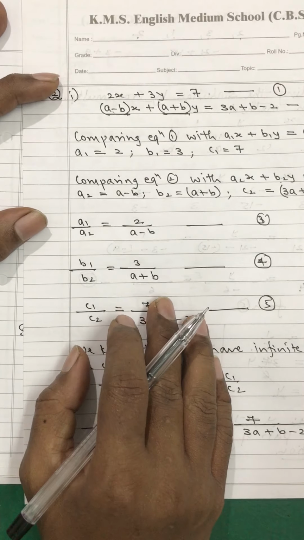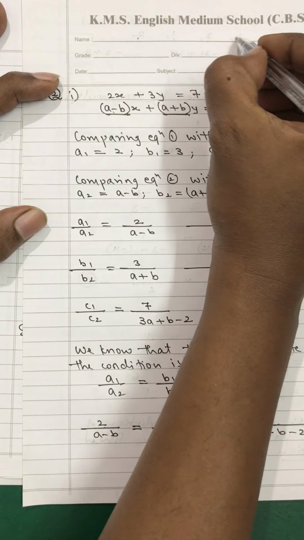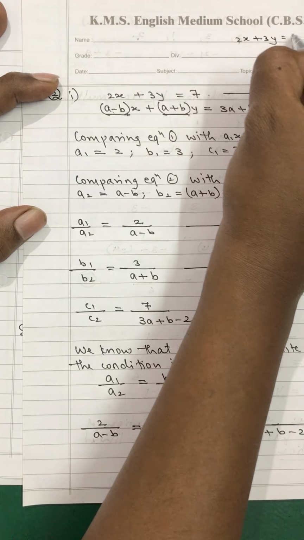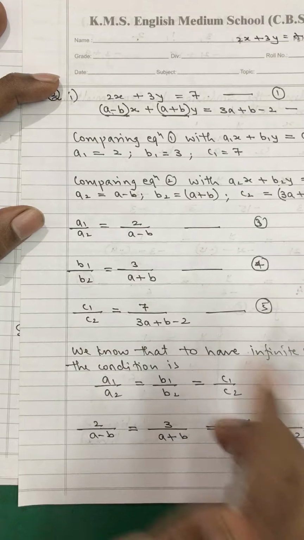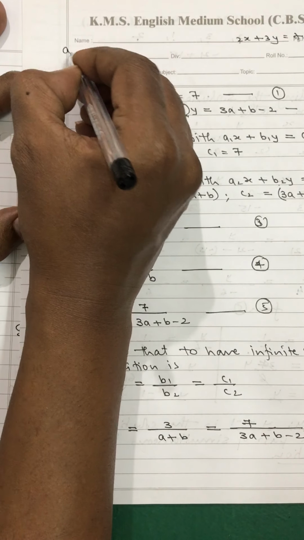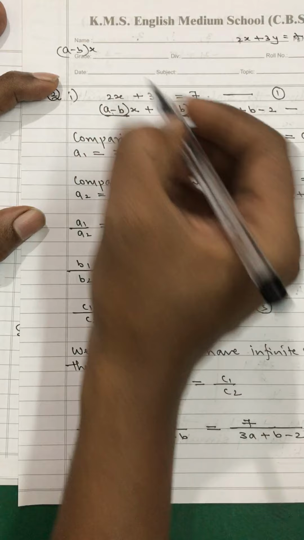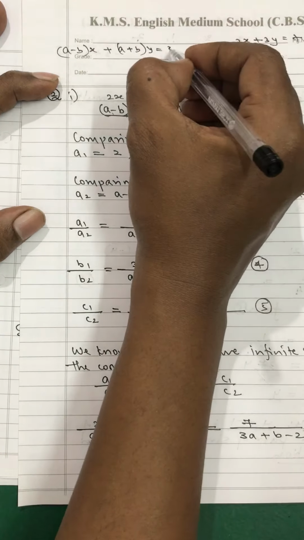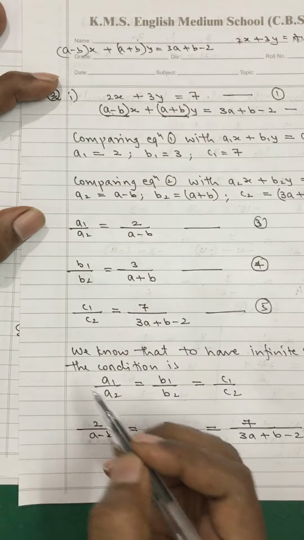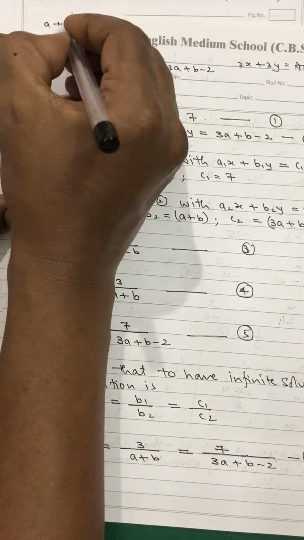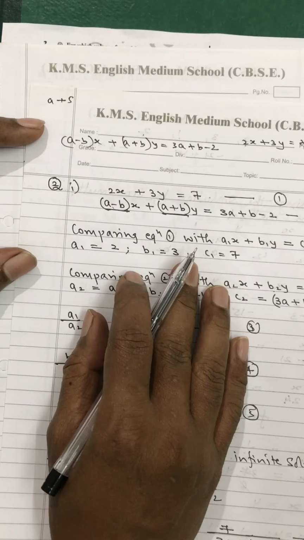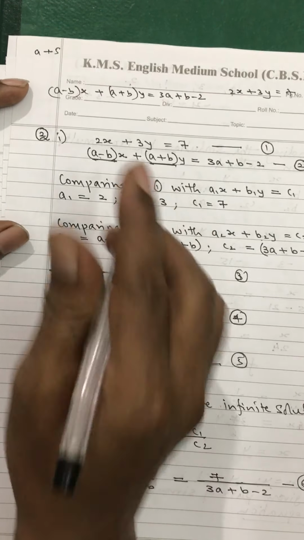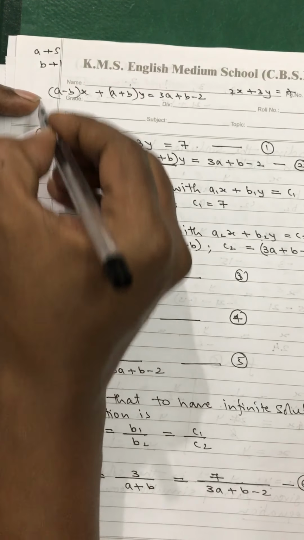So now again we have to check this. This is your first equation, 2x plus 3y is equal to 7. A minus B, so this is c here, it is basically: A minus B x plus A plus B y is equal to 3A plus B minus 2. In this equation, if I substitute the values of A and B, A is 5 and B is 1, what do I get?